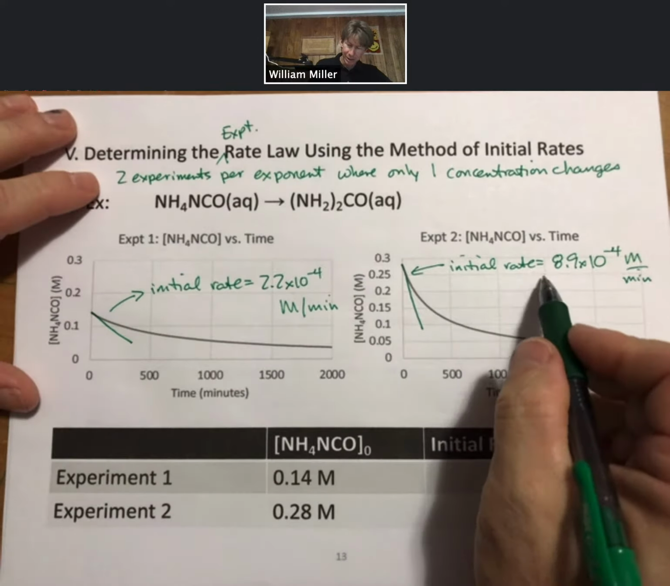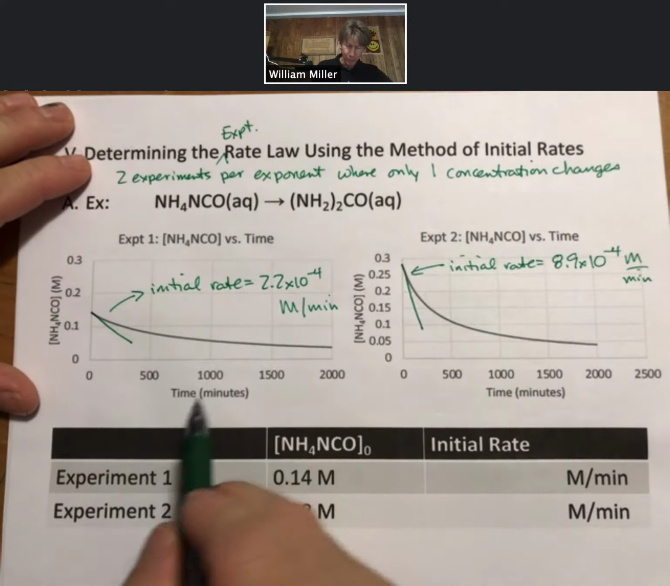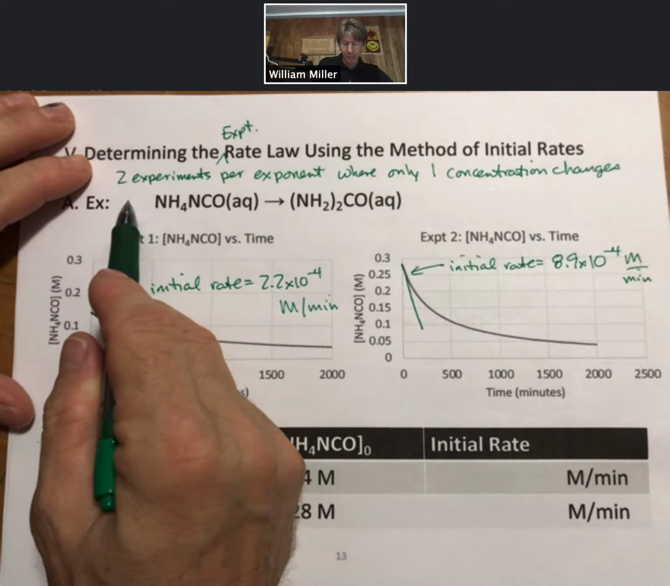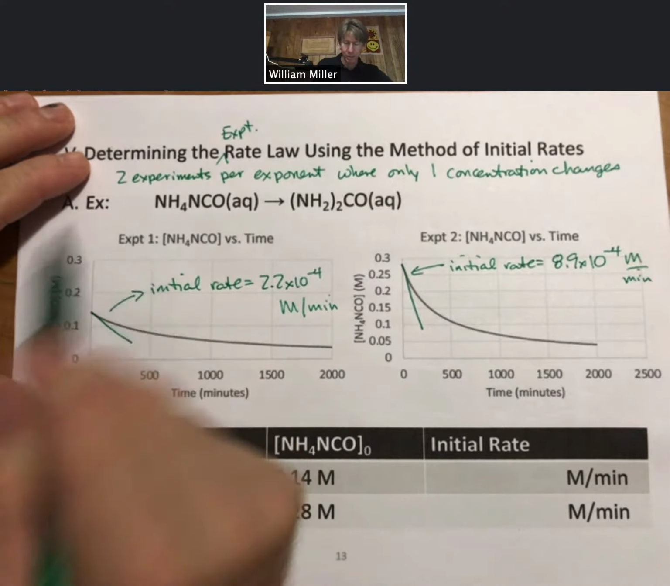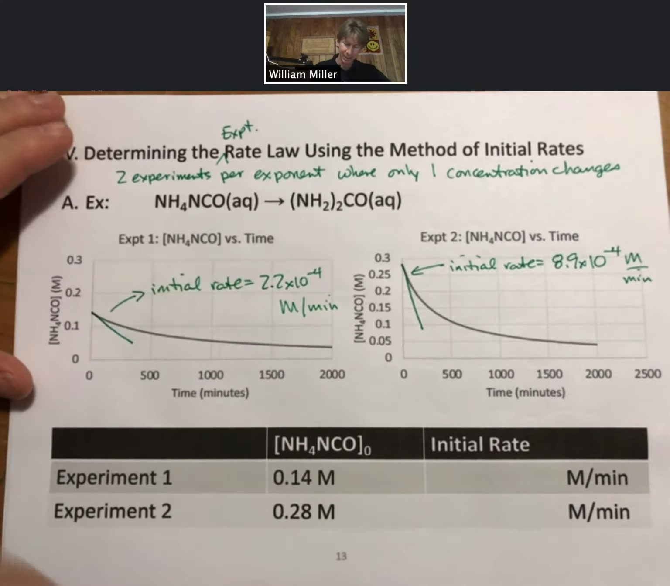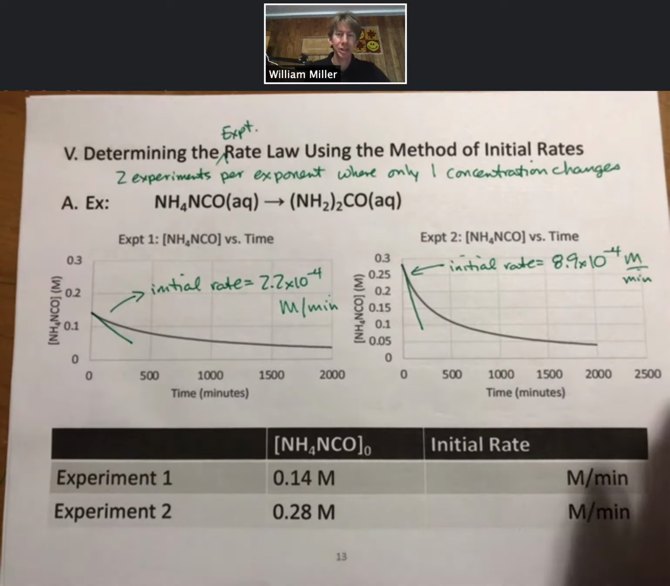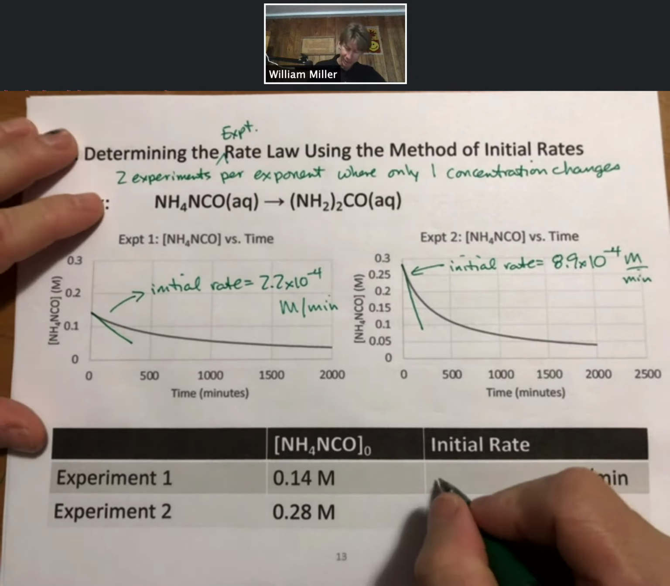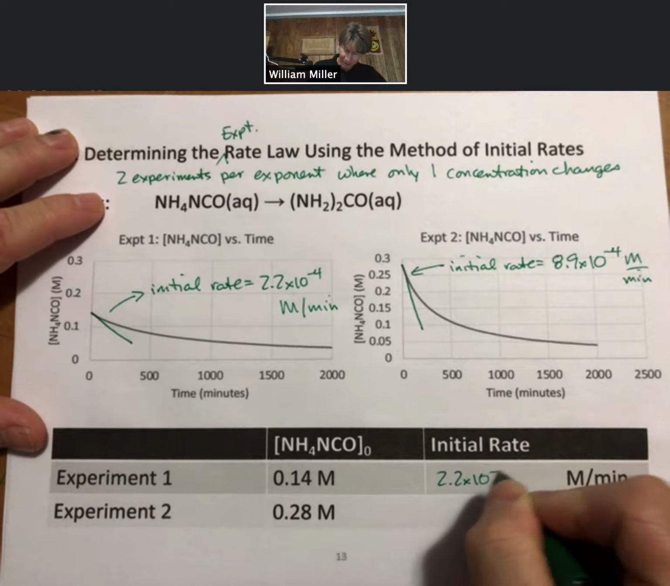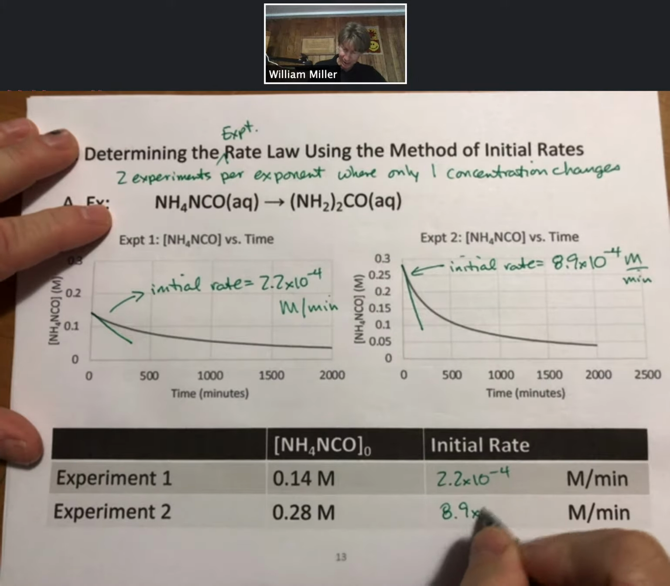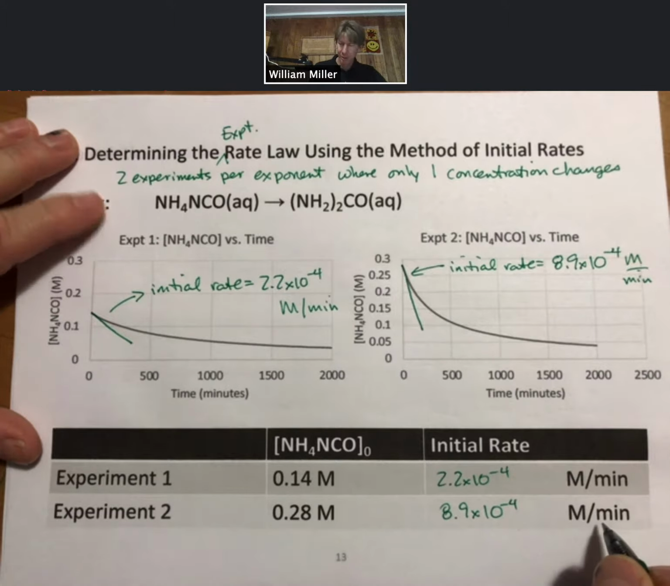And again, initial rates are always positive. We're looking at a reactant, so we've multiplied by 1 over the coefficient, which is just 1, and put a minus sign in there as well. Anyway, this is really legit experimental data. You get 2.2 times 10 to the minus 4 for experiment 1. You get 8.9 times 10 to the minus 4 for experiment 2.